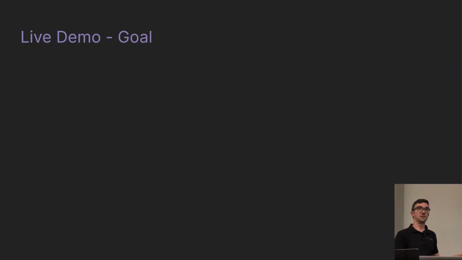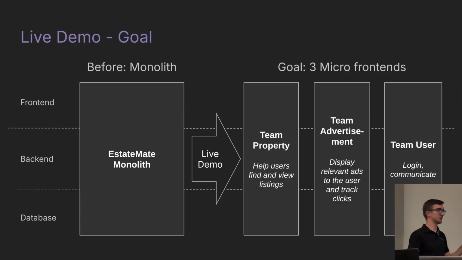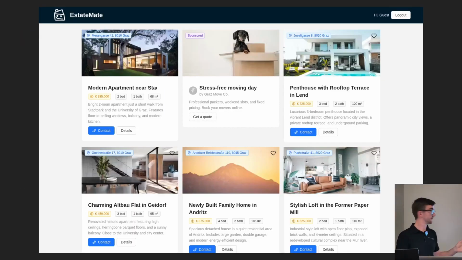And now, before we jump into the live demo, I want to quickly show you what we try to achieve here. First, as in the previous slide, we will have a monolith that has everything in there. And afterwards, I want, together with you, to split it into 3 micro frontends. So we will have a property app, an ad app, and a user app. This is how the app currently looks. As you can see, you have some properties here, you have an ad, and you have the user management.